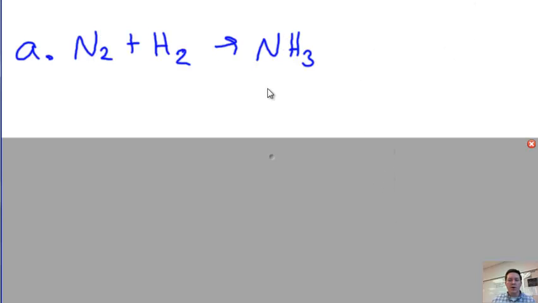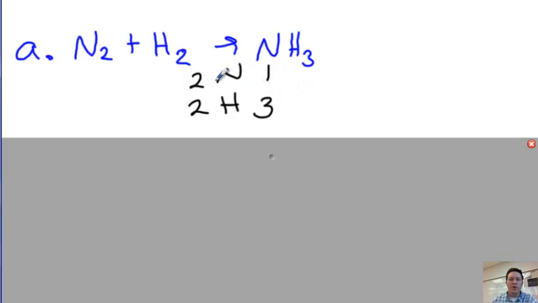So what I like to do is start by making a list of the elements that I have in my reaction. So I've got nitrogen and hydrogen. And then I like to make a tally. I like to keep track of my reactants on the left side of this list and keep track of how many products I have on the right side. So here I've got 2 nitrogens and 2 hydrogens. On the right side I have 1 nitrogen and 3 hydrogens. So we can see that I don't have any matching that's taking place yet.